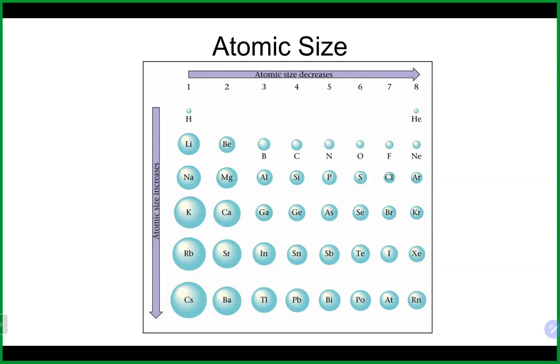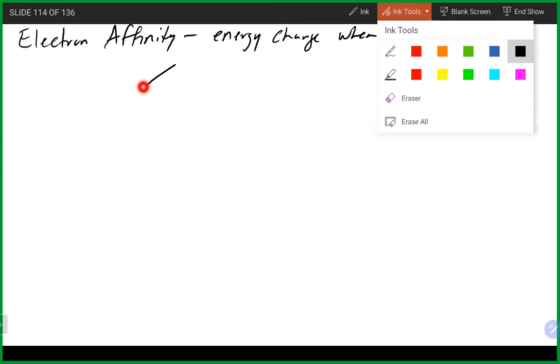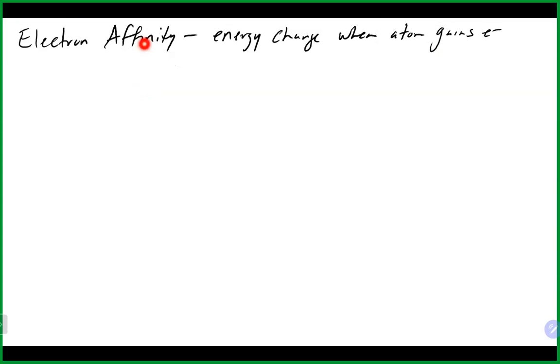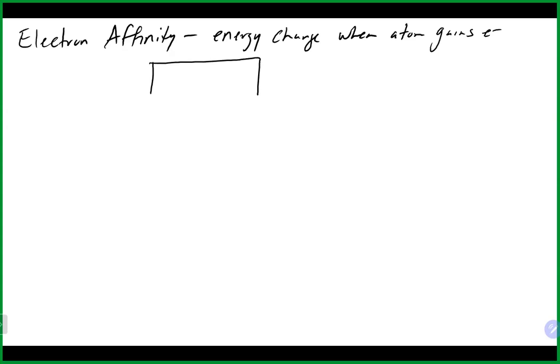There's a couple of other really important trends to go along with this. One is what is referred to as electron affinity. And if you have an affinity for something, that usually means you like it. So that is the energy change when an atom gains an electron. And the general trend on the periodic table is as you go up and to the right, it's not perfect, but as you go up and to the right, it increases. And as you go down and to the left, it decreases.